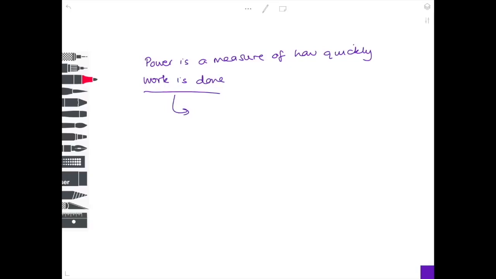So what's the relationship between power and work done? Well, power is simply a measure of how quickly work is done. And notice that they have different units. Work done has the same unit as energy, so joules. Power's unit is watts.